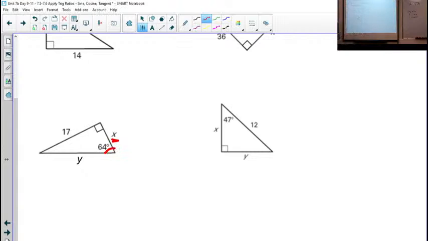Here's my 64. Across from the 64 is the one that I'm given. So that is my opposite. And then the one I'm trying to solve for, which is x, is my adjacent. Right? That's the leg that's touching my angle. So my hypotenuse, y, I'm not trying to solve for it. I don't care about it right now. I just care about opposite and adjacent. So which one's in charge of opposite and adjacent? It's tangent.